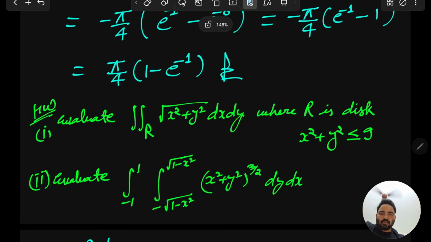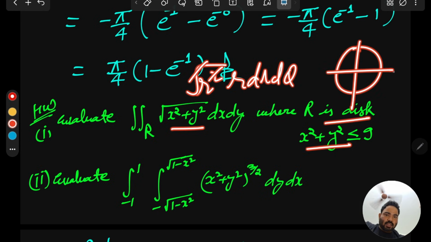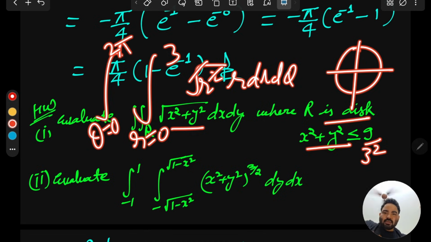This is again homework. If you are going to solve it, this is r squared, the square root will cancel out, and here you can write r dr d theta. And r is the disk, and you are going to take the whole disk, then r becomes 0 to 3, because the radius squared is 9, so the radius is 3, and theta is the whole disk, meaning 0 to 2 pi. After integration you can easily do it.